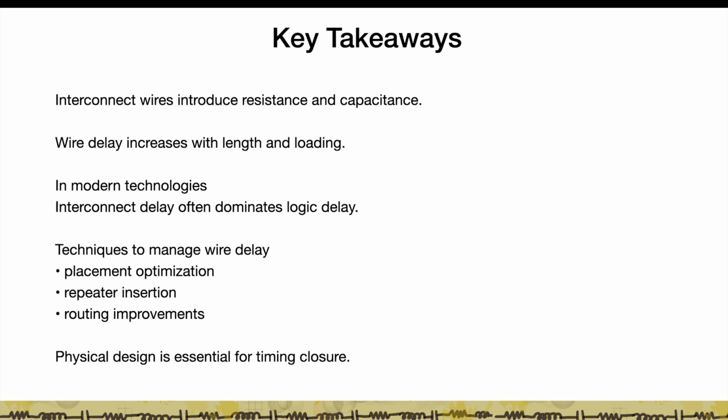Understanding this is what separates a designer who can read a timing report from one who can actually fix what's in it. And that's exactly what we'll build next.